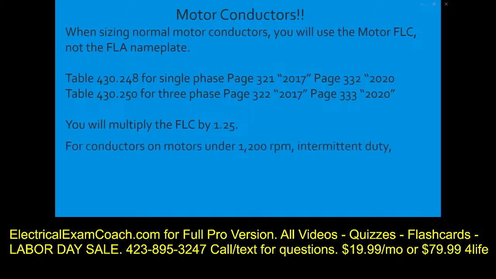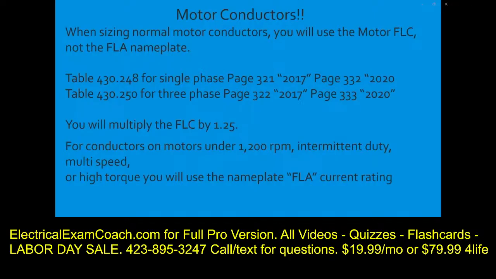For conductors on motors that are under 1200 RPM, that are intermittent duty, multi-speed, or high torque, you're actually going to use the nameplate FLA current rating. And for each one of these, there are individual rules that apply. I'm only going to teach you in our lesson the ones that you're probably going to be tested on. I'm going to say this over and over in every slide, so you don't have to worry about remembering that right now.